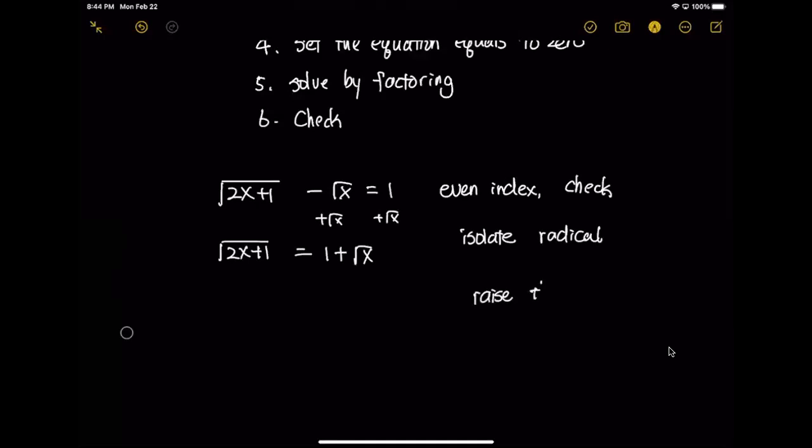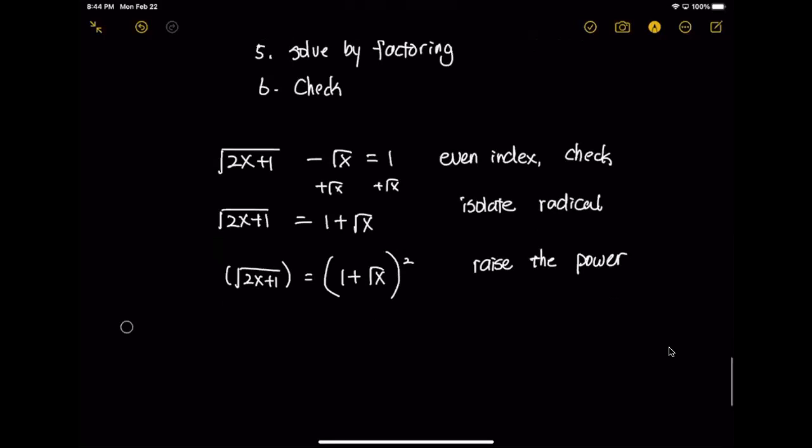I raise the power. In this case, we want to raise to the second power. So I have square root of 2x plus 1 equals 1 plus square root of x, squared. You want to raise the power to the whole side of the equation, not just one term. So I have 2x plus 1 equals a perfect square trinomial: 1 squared plus 2 times square root of x times 1, plus square root of x squared. You simplify it.